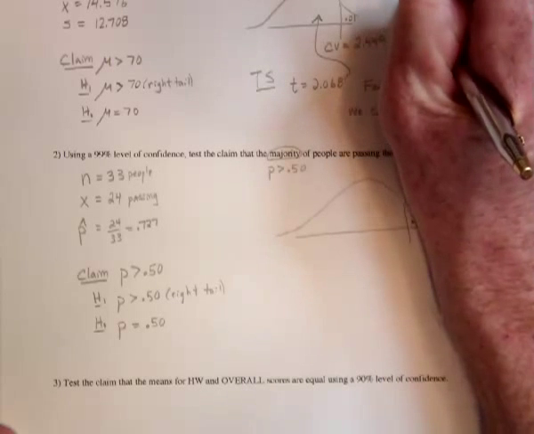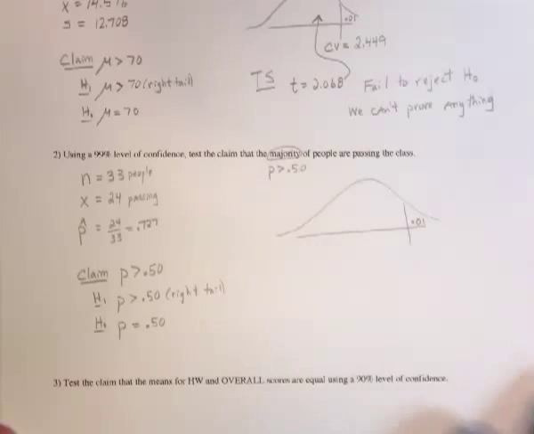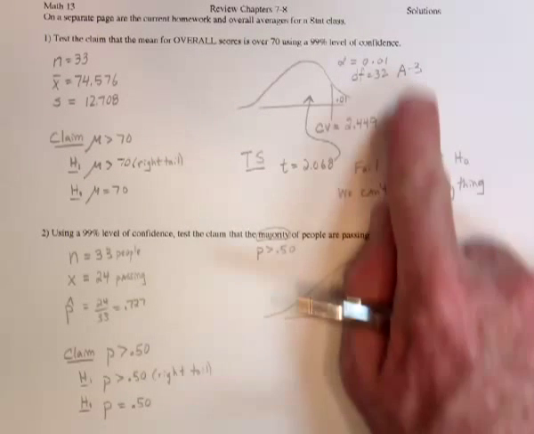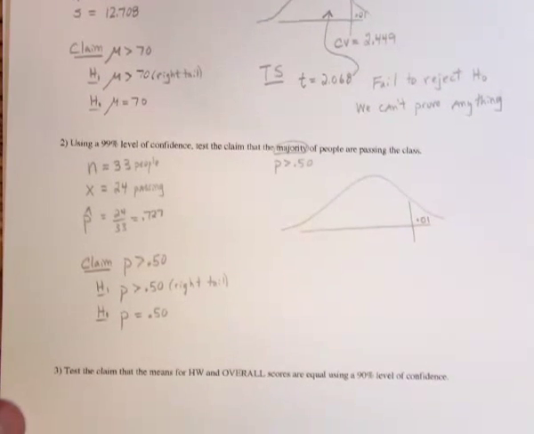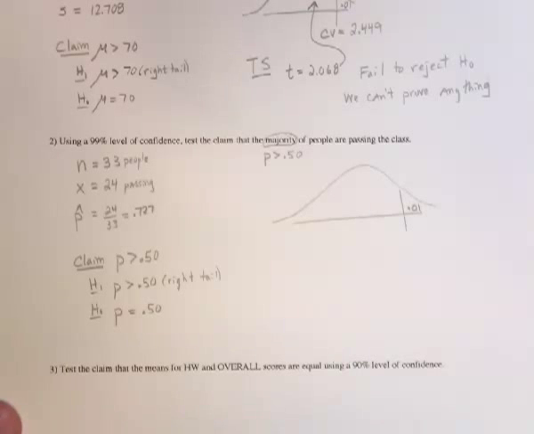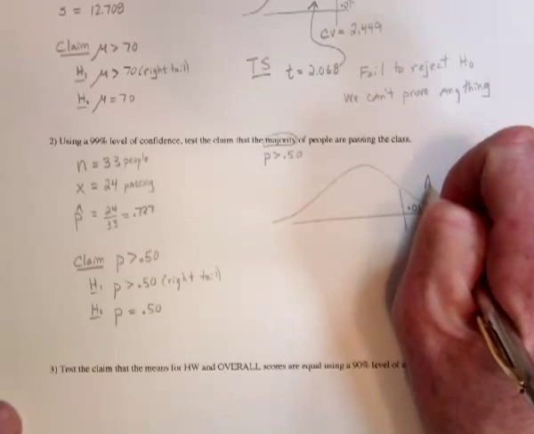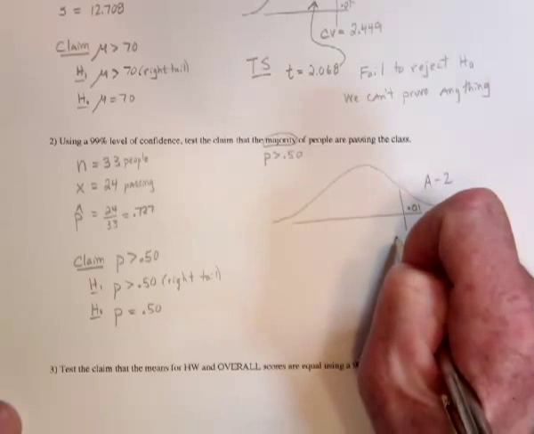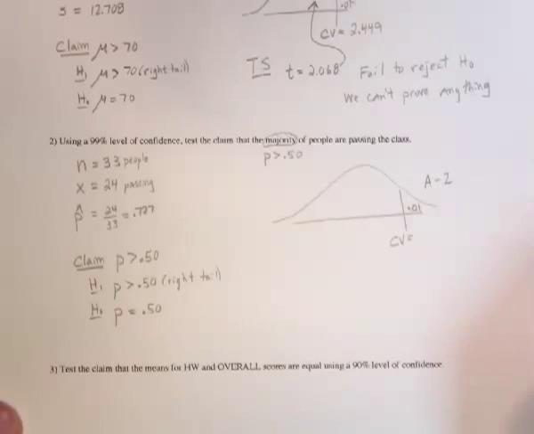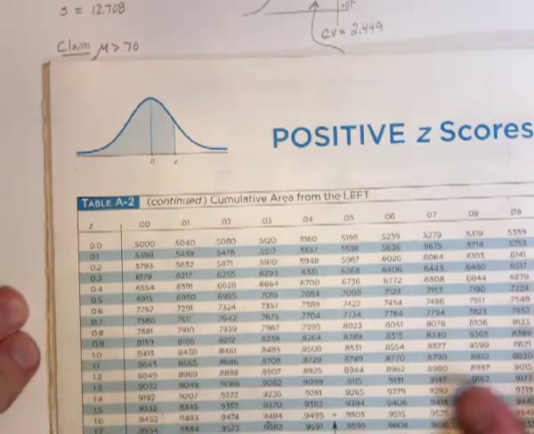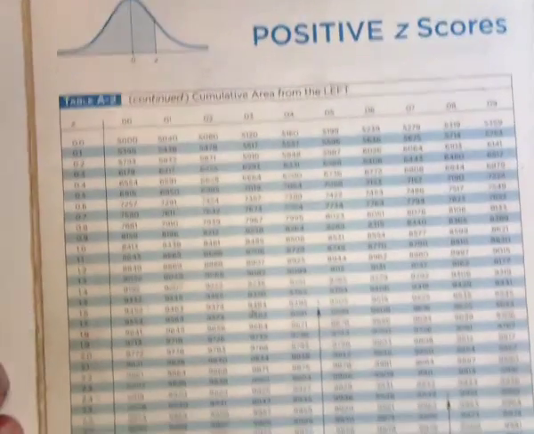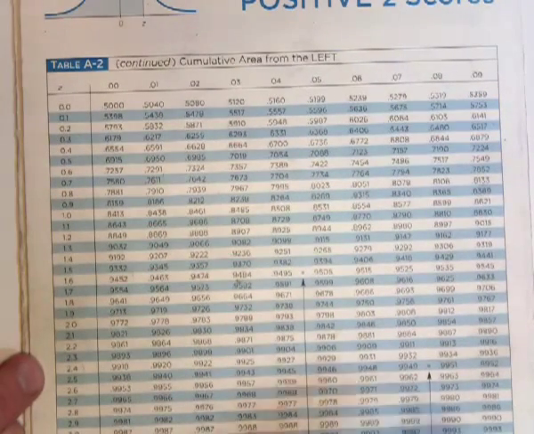With the one up there, we did the t-test, so that was table A3. Well, anything having to do with proportions, like this one, is always a z. That means that it's A2. So the critical value is going to be a z value. And then what we've got to do is use the table A2, and because the z is on the right side, use the positive z-scores. And then look through here for whatever's closest.